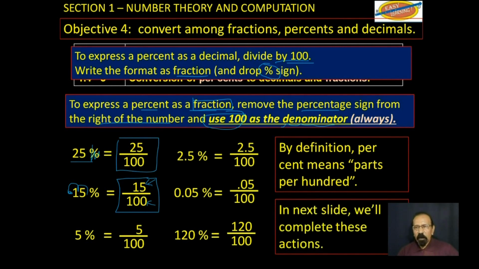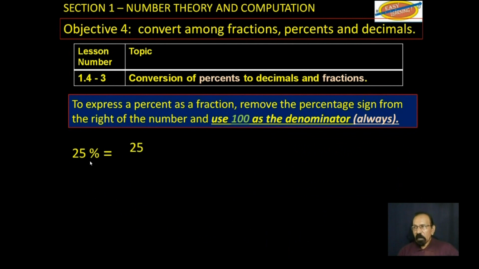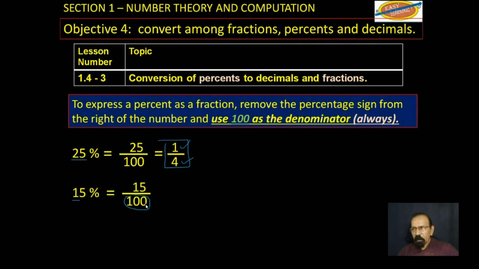Now, in the next slide, we will complete these actions that we started because we did not reduce these, but we can reduce them. So 25 over 100, we can reduce that, and we get eventually a quarter. So 25% means 25 out of every 100, which also means 1 out of every 4. 15% means 15 out of every 100, which also means 3 out of every 20. So we reduce the 15 over 100 to the lowest it can go, and we get 3 over 20.